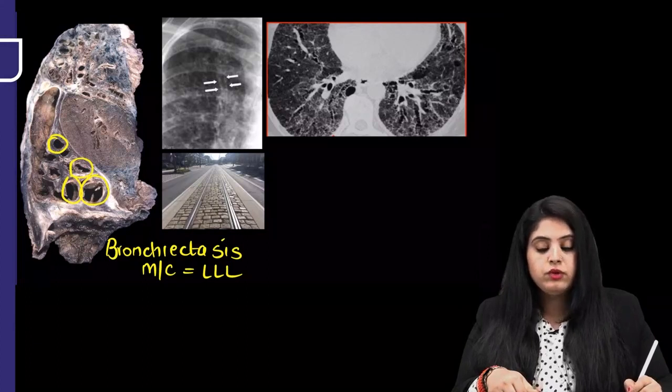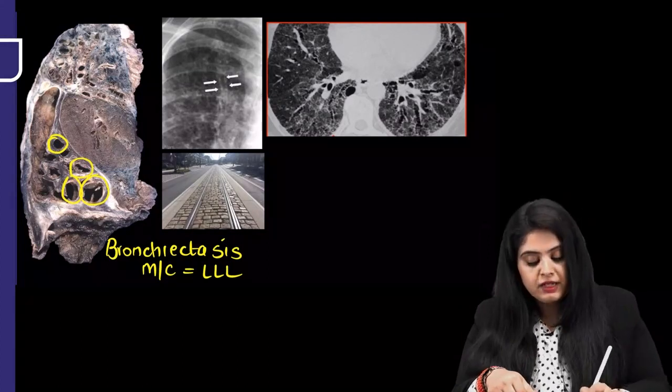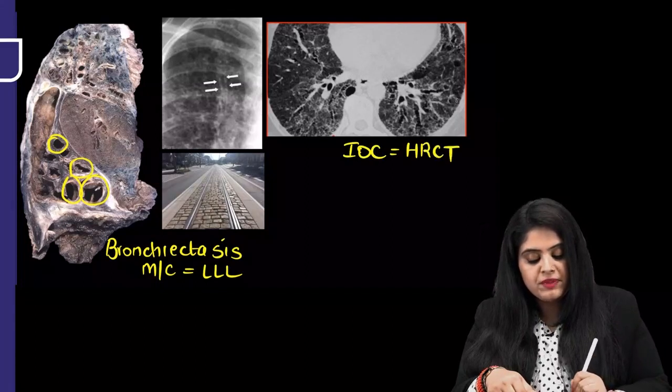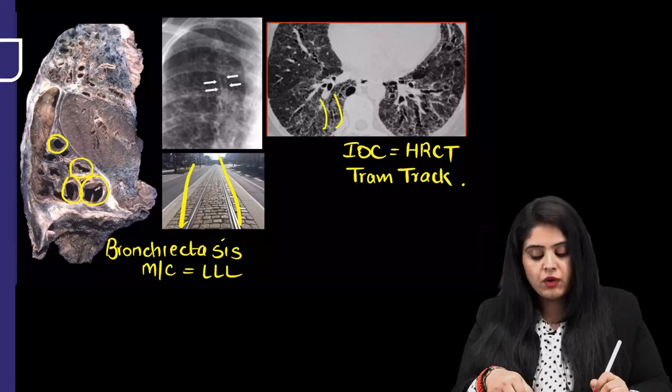What are you going to do? You're going to do an X-ray and a CT scan. In fact, the investigation is definitely going to be the HRCT that you have over here. And I assume that everyone can see the very, very famous tram track appearance. The tram track appearance is very famous when you have the bronchiectasis involved. On that note, the OLDs are done.